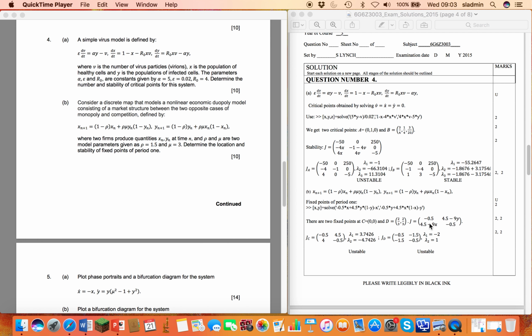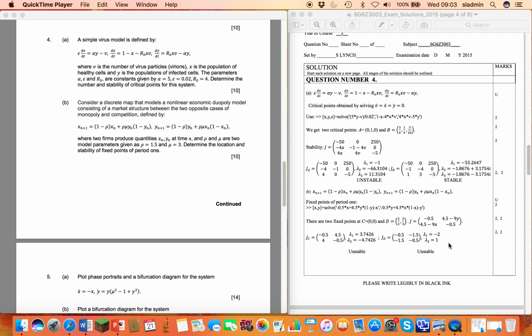Again, we find the Jacobian matrix, dp dx, dp dy, dq dx, dq dy. We can use MATLAB to find the eigenvalues. Now, in this case, we can see that the modulus of both of these eigenvalues is bigger than 1, so this fixed point is unstable. For the other fixed point, the first eigenvalue, the modulus, is bigger than 1. So overall, this is going to be unstable.